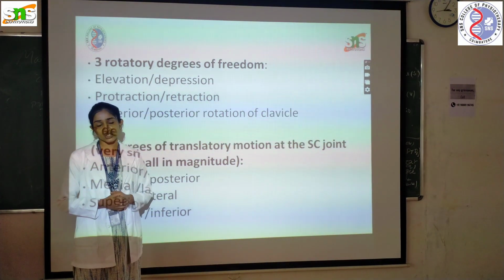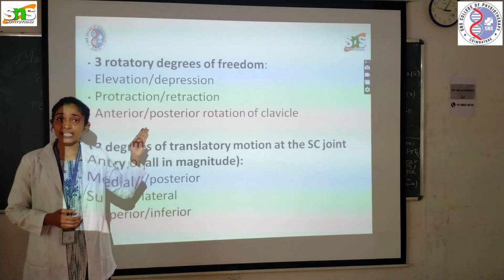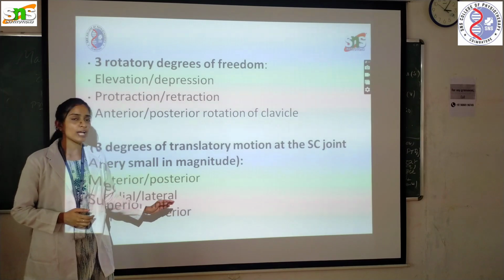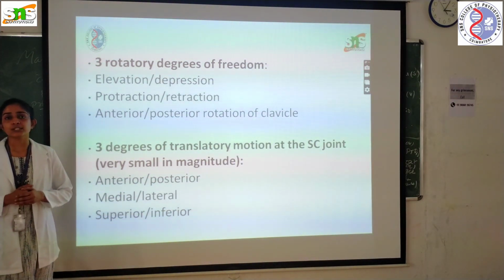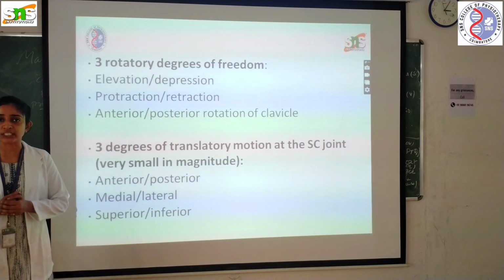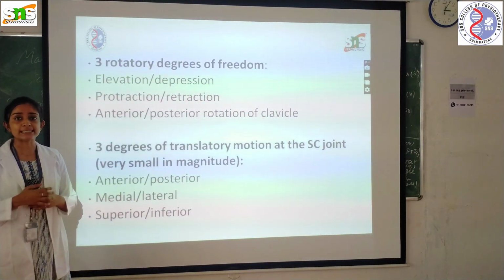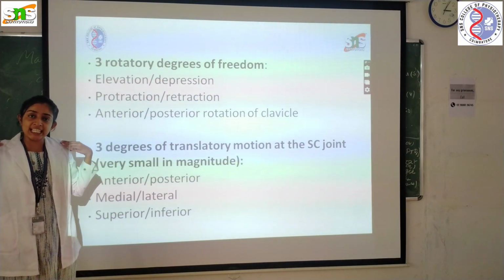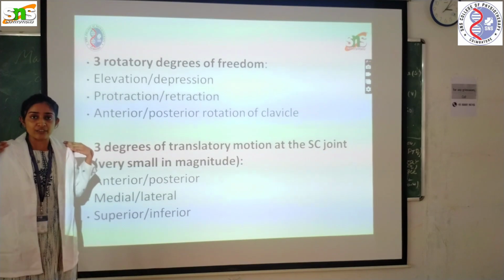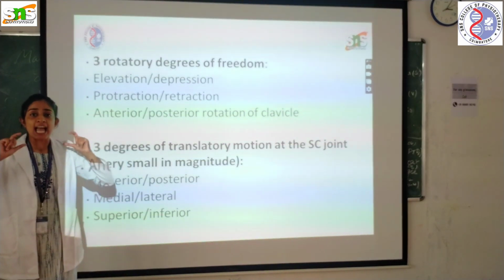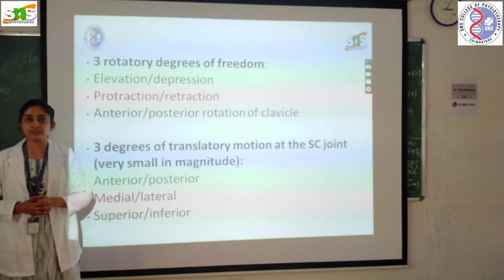So basically the sternoclavicular joint has most importantly 3 degrees of rotatory freedom of movement and it also has slight 3 translatory degrees of freedom. So the main movement present in the joint is the rotatory degree of freedom. So what are the movements present? You have elevation, then depression, then protraction, then retraction, then there is anterior rotation of clavicle as well as posterior rotation of clavicle.